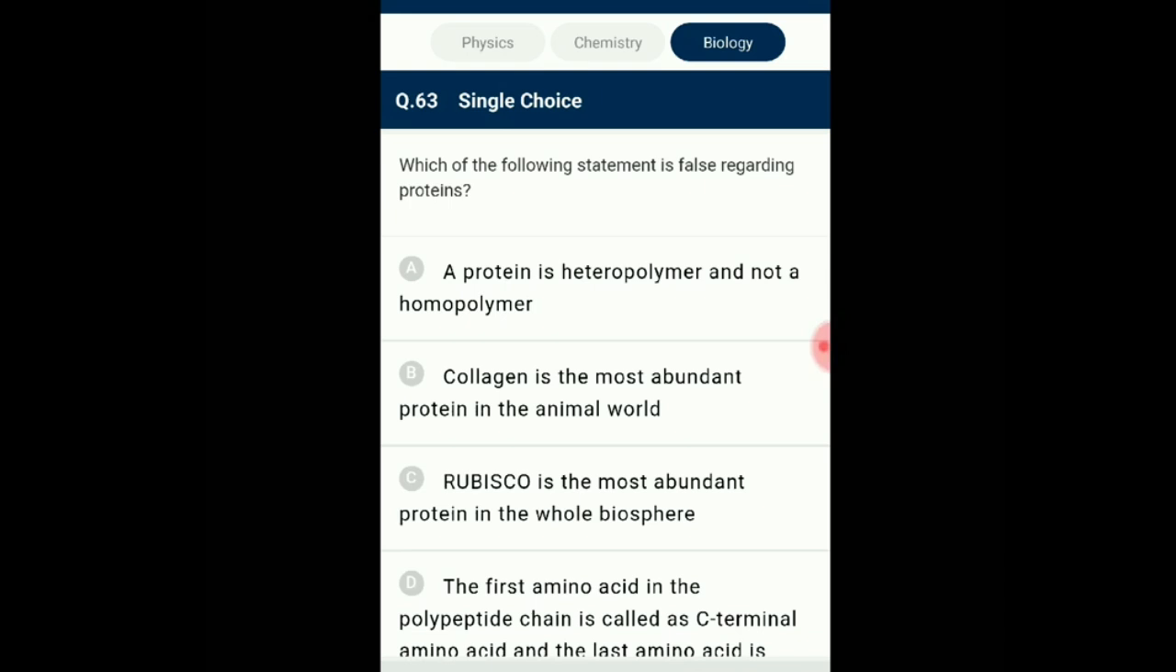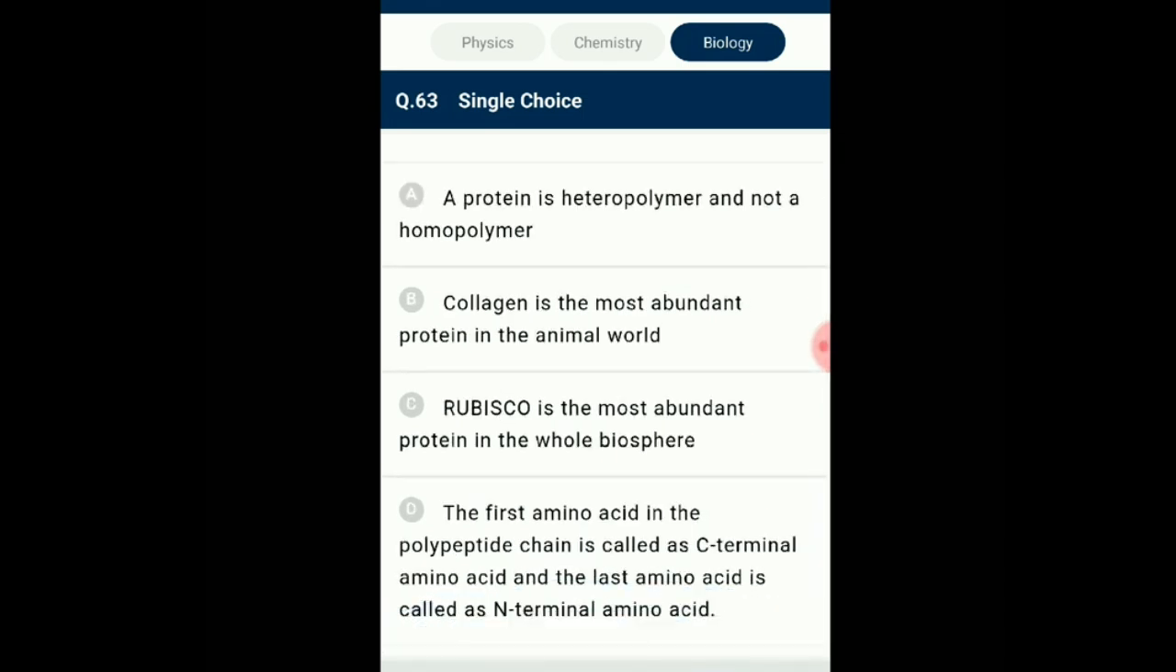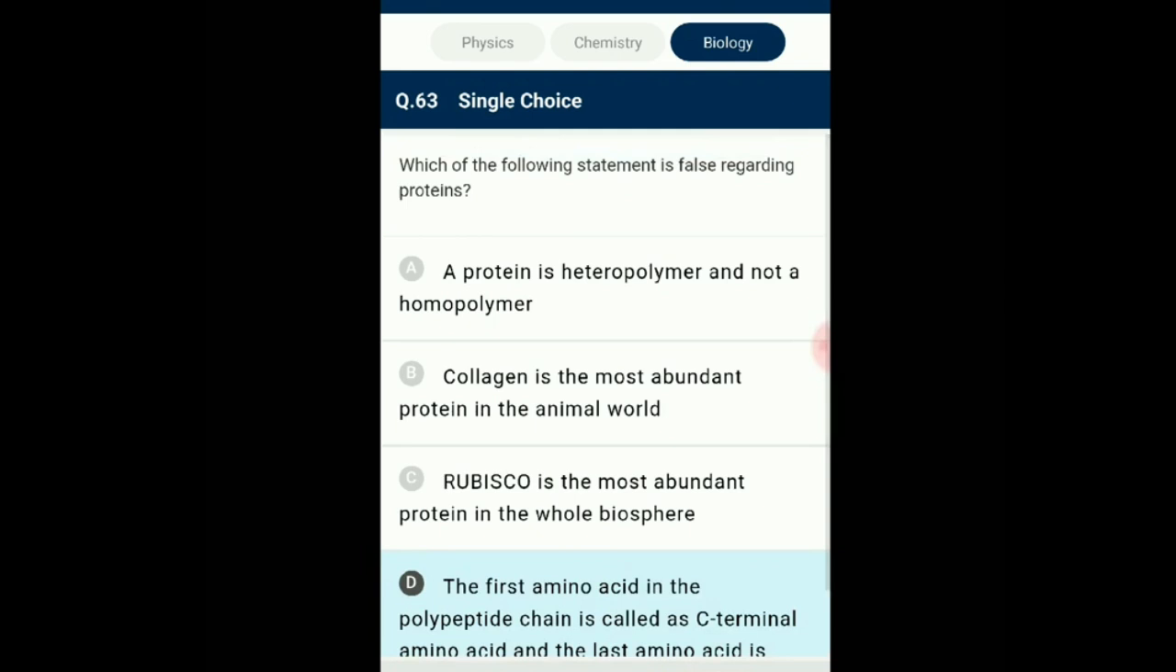Question number 63. Which of the following statements is false regarding proteins? The N terminus, also known as the amino terminus, NH2 terminus, N-terminal end or amine terminus, refers to the start of the protein or polypeptide, terminated by an amino acid with a free amino group, that is NH2. The convention for writing a peptide sequence is to put the N terminus on the left and write the sequence from N to C terminus. So the answer for this question is option D. The first amino acid in the polypeptide chain is called the C-terminal amino acid and the last amino acid is called the N-terminal amino acid.